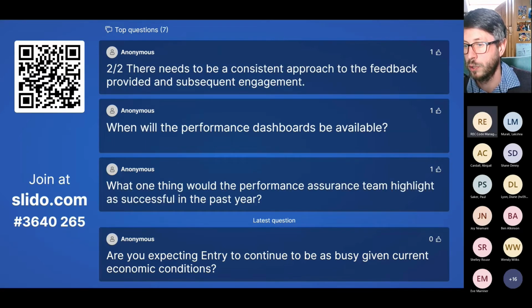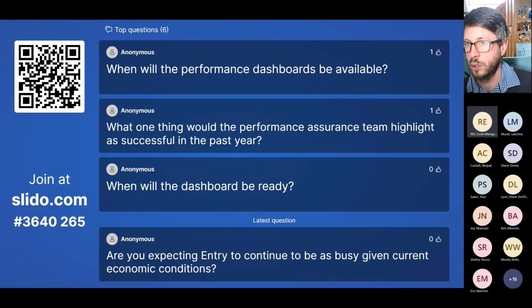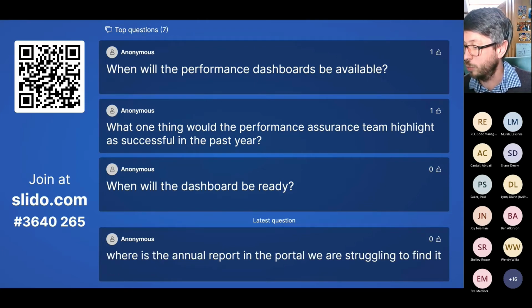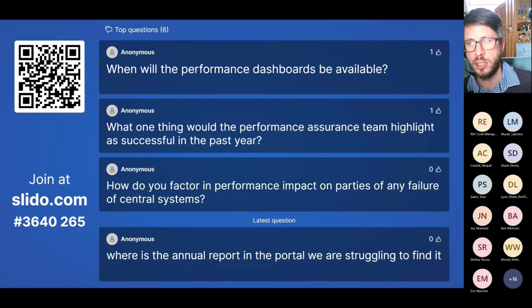Thanks, Anton. Next one: when will the performance dashboards be available? So the performance dashboards are in development at the moment, and they will be available in the coming months. I'm not sure if any of my colleagues are on the call who might have a. Well, I've left that to the beyond a pregnant pause, but I think that's the answer that I have there.